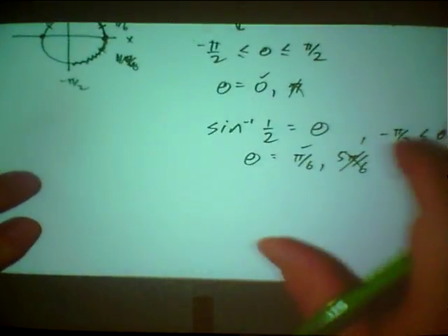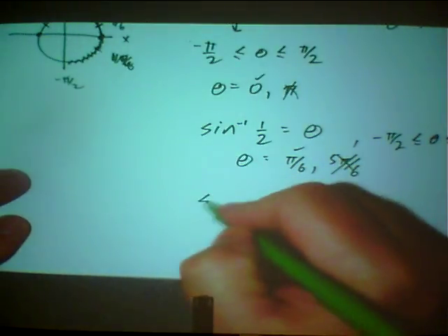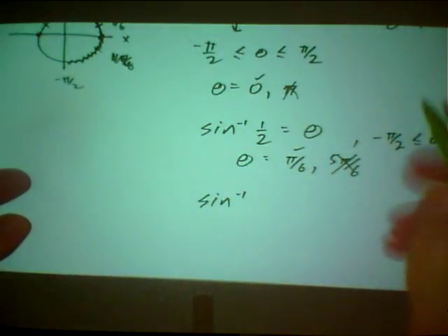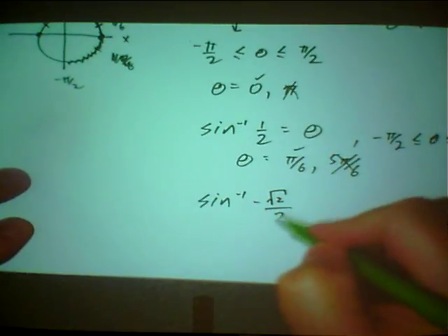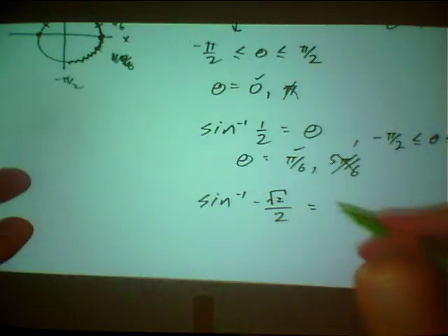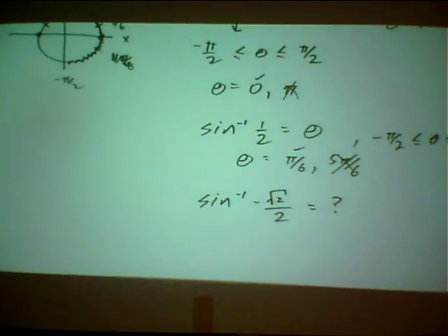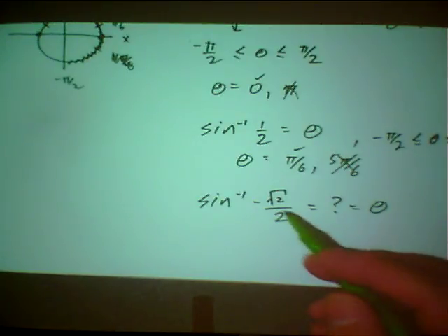Let's do one more, just to show you one more little twist. How about if I said, let's find the inverse sine of negative square root of 2 over 2. What does that equal? Or I could call it theta. Same routine. I'm thinking to myself, let's go find an angle on the unit circle that when I take the sine of that angle, it's negative square root of 2 over 2.